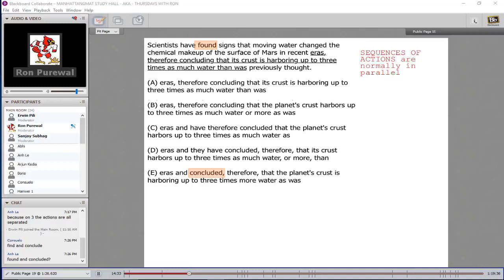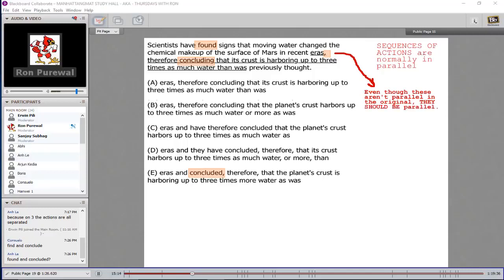Notice when you read the original, it has this as comma concluding, which is incorrect. So remember, step one of every sentence correction problem that was ever made is what is the intended meaning? And when you see this, you should notice that these are sequential, so they should be parallel. It makes no difference that the original sentence expresses these not in parallel. They should be. Give me a smiley face if that concept makes sense.